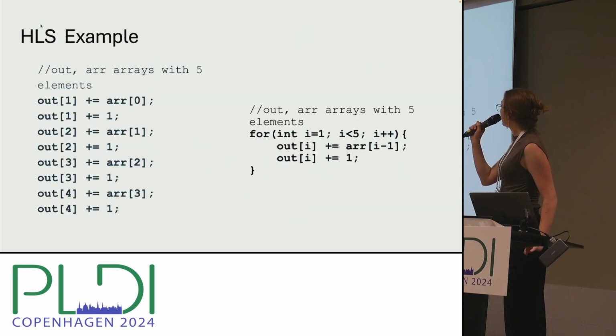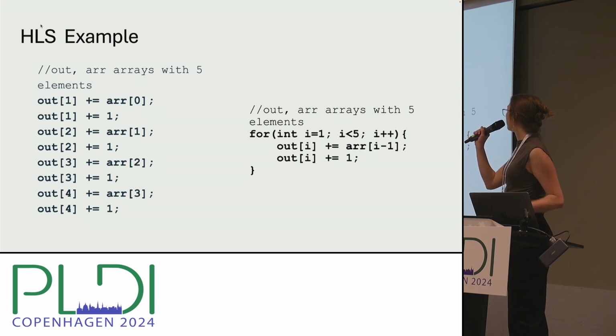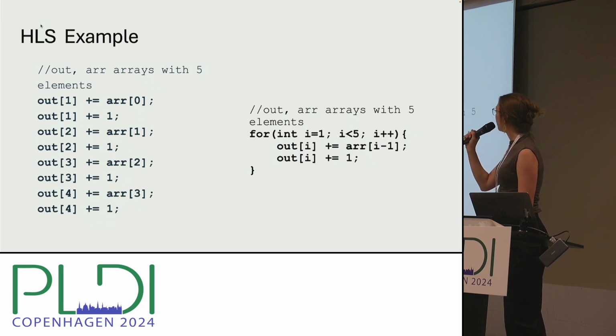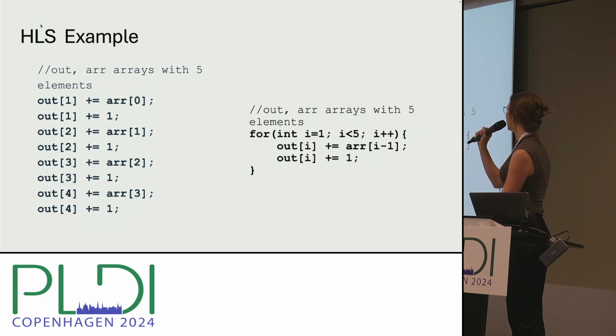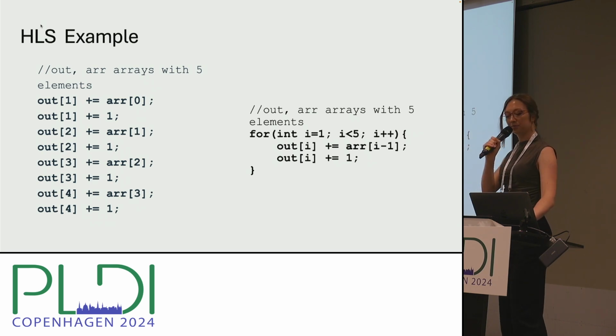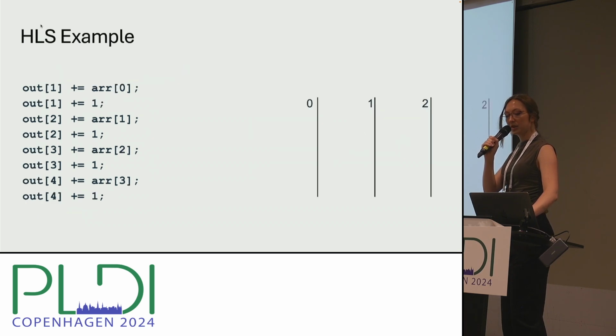So this is an example. These are two pieces of code. They are equivalent. One of them is just an unrolled version of the other. So here we have a sort of esoteric piece of code that does a bunch of array operations, and then the looped version of that same thing. And I want to explain how HLS will treat these two pieces of code and why that might be a problem.